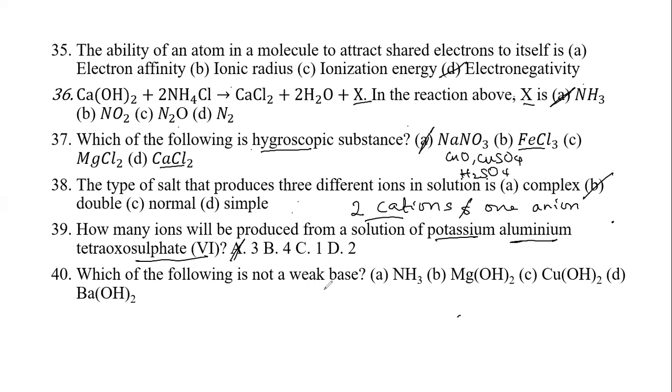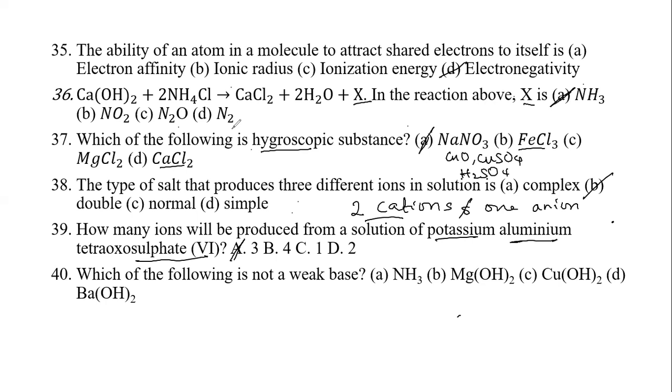Which of the following is not a weak base? Ammonia, magnesium hydroxide, copper hydroxide, barium hydroxide. Many of you may argue with the answer I'm going to give here. You may think that magnesium hydroxide is not a weak base. Magnesium hydroxide is even weaker than ammonia, because it is not soluble in aqueous solution. It's not readily soluble. It has a very low solubility.